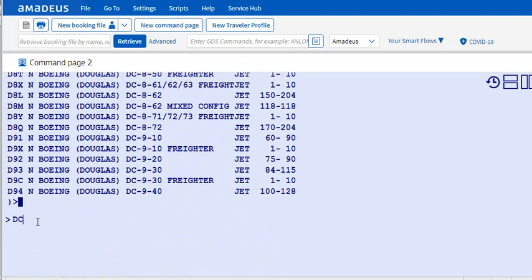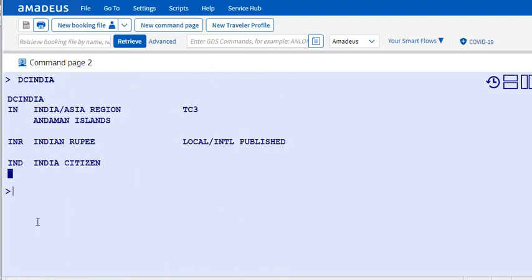DC is to encode and decode a country. DCINDIA. I can find India has got the code IN. It's also showing where India is located. It is in TC3, or Traffic Conference Area 3 of IATA, and it is within the South Asian subcontinent region. INR, or Indian rupee, is the currency of India, which is a local as well as international currency. So it has got only one currency for both of the transactions.